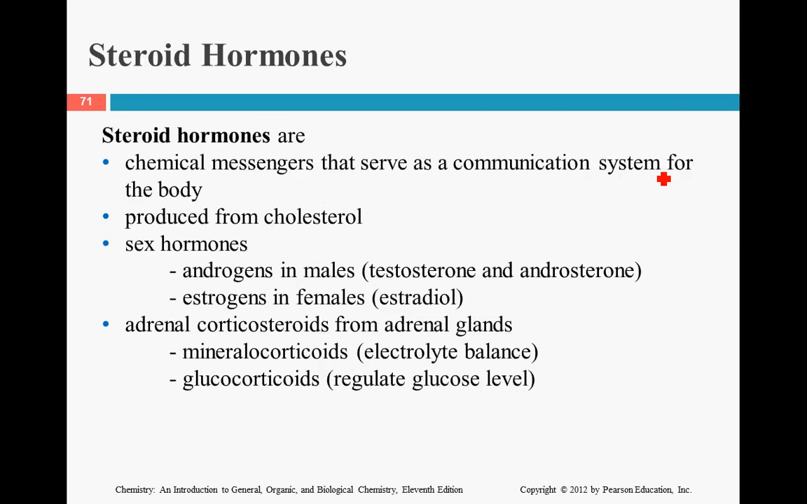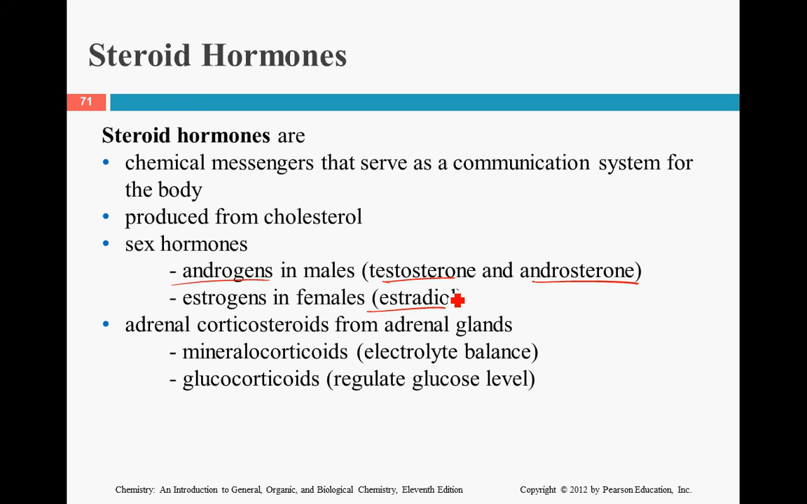And we have another steroid, which are hormones, which trigger systems in our body to tell things to stop and go, as far as like metabolism, adrenaline, things along those lines. It's a communication system for the body. For instance, androgens are testosterone and androsterone. Estrogens, like progesterone and things like that.